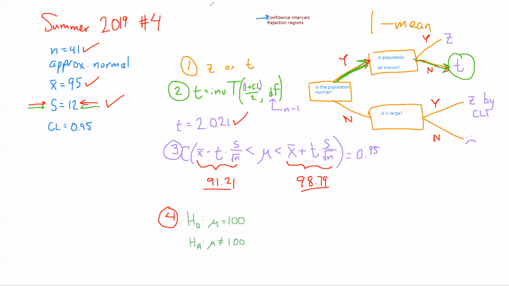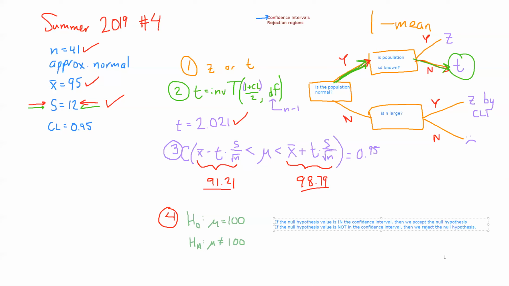Then step 4 on the cheat sheet says, if you're ever going to draw a conclusion about the null hypothesis, you just check to see if the interval captures the null hypothesis value. If the null hypothesis value is in the confidence interval, then we accept the null hypothesis. And vice versa: if the null hypothesis value is not in the confidence interval, then we reject the null hypothesis.